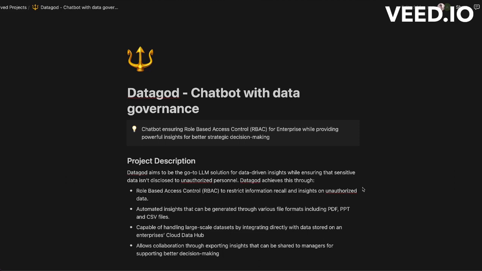I'm Ankit, and me and my friend Omkar spent the night staying up building Datagod, the chatbot with data governance. Let's start with a problem.